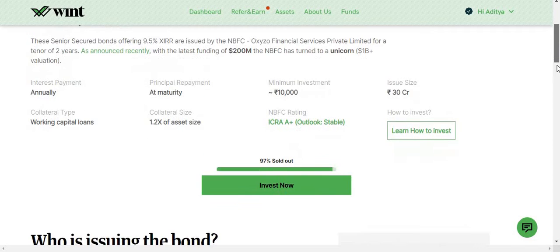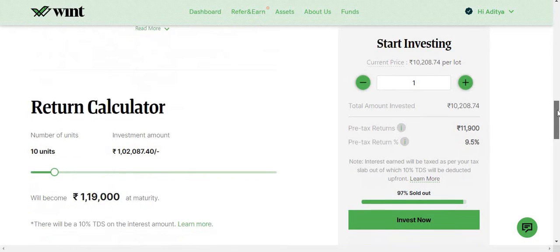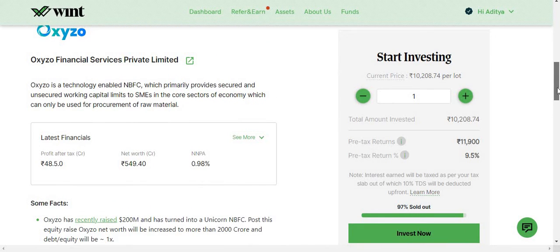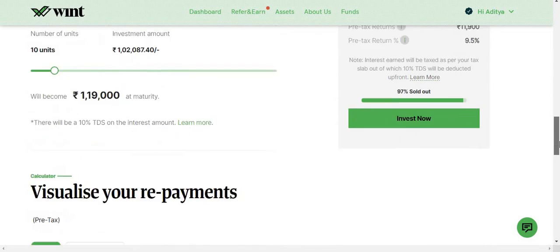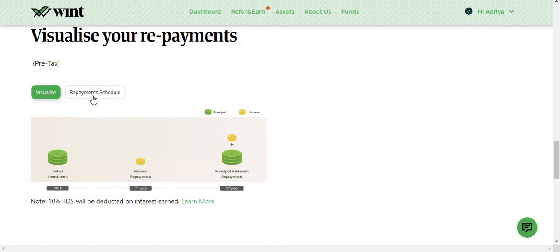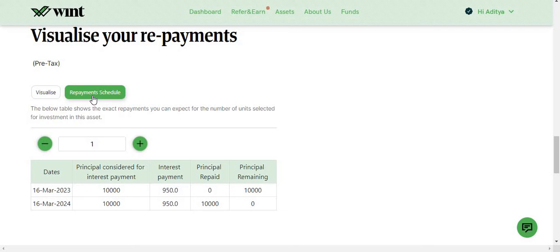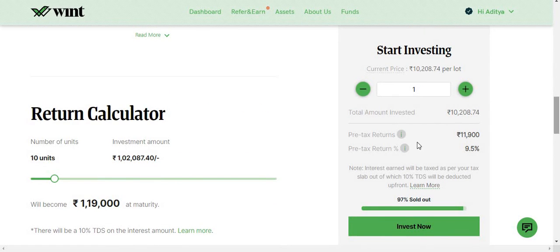Let's first visualize your repayment, so you'll understand. You can see here your company details, profit after tax, net worth, all are here. You can go and check it out. If you go to the return calculator and visualize your repayment schedule, let's say you have invested 10,000, you have bought one lot, on 16 March. After 2 years, on 16 March 2024, you will get your 10,000 principal along with your interest, which is 9.5%, so 950 and 950. So you will get 10,000 plus 1900. That is the 9.5% annualized return.